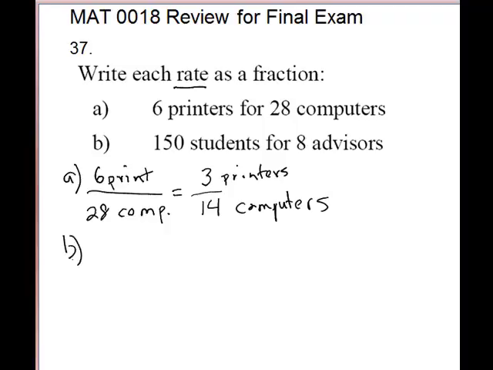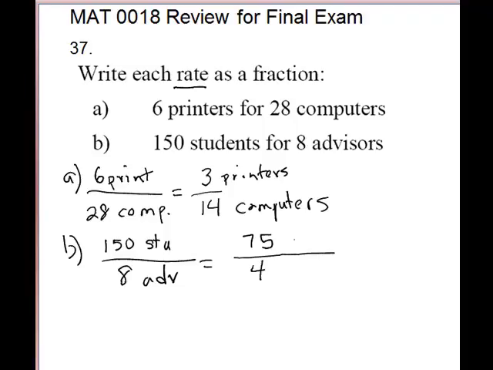B, we have 150 students for 8 advisors. We can reduce these. We could at least use a 2 because they're both even. So if we do 2 into 150, we'll go 75. And 2 into 8 will go 4. So I think that's all there was. So 75 students for every 4 advisors.